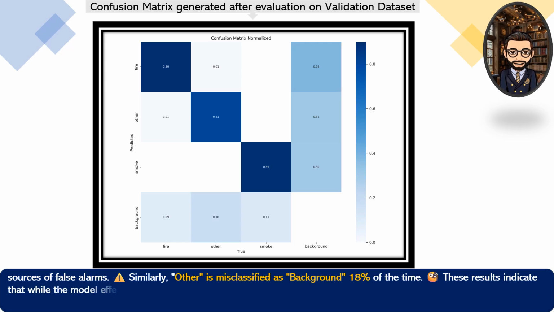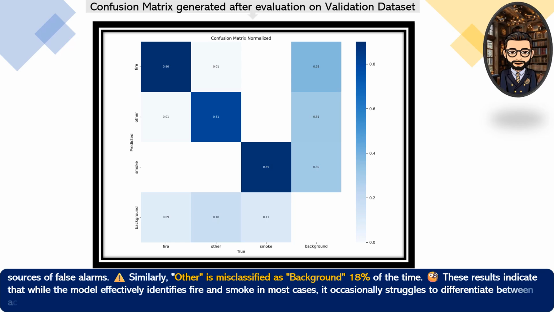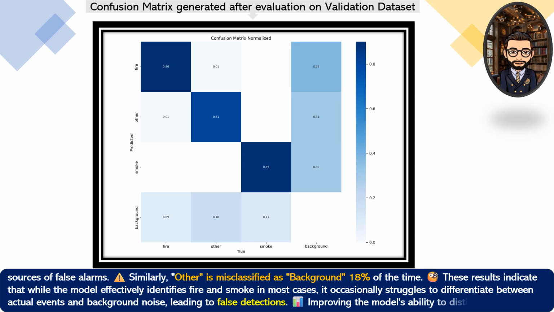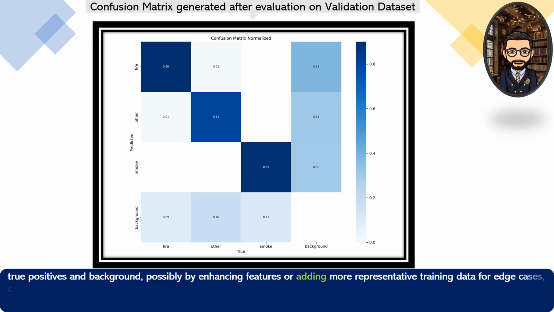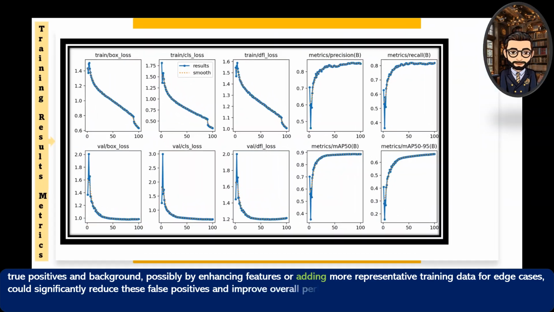These results indicate that while the model effectively identifies fire and smoke in most cases, it occasionally struggles to differentiate between actual events and background noise, leading to false detections. Improving the model's ability to distinguish between true positives and background, possibly by enhancing features or adding more representative training data for edge cases, could significantly reduce these false positives and improve overall performance.